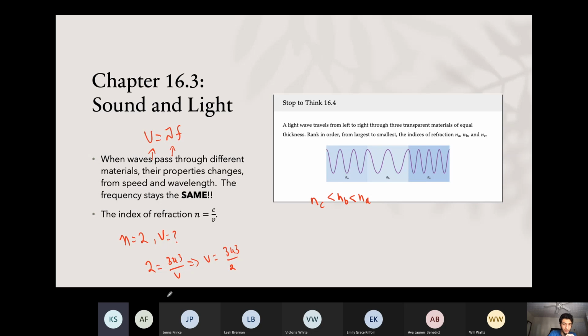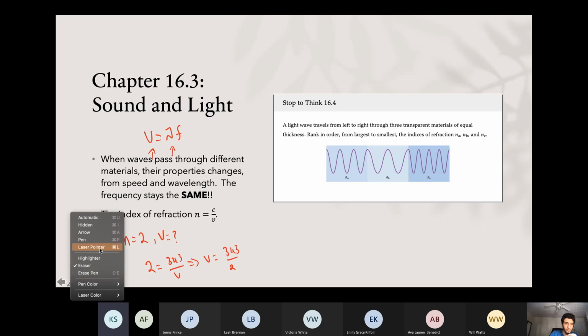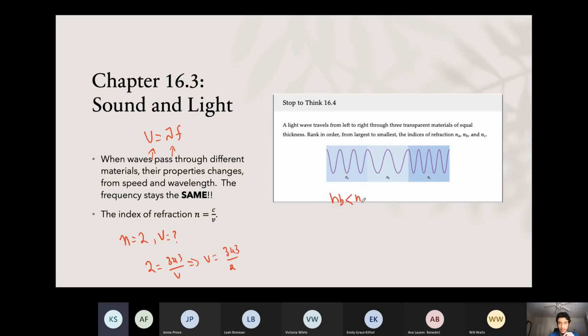Okay, there's something wrong here. Okay, so we've established that NB is less than NA. Since the frequency is the same, that means NC is even bigger. Okay, you have NC.